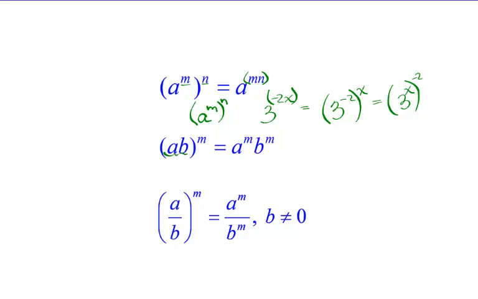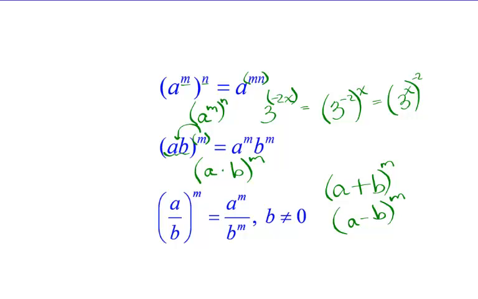When we multiply two different bases and those bases are raised to a common power, the power will break up over the operation of multiplication. Powers do not break up over the operation of addition or subtraction. Be very careful. But they do break up over the operation of multiplication and division.